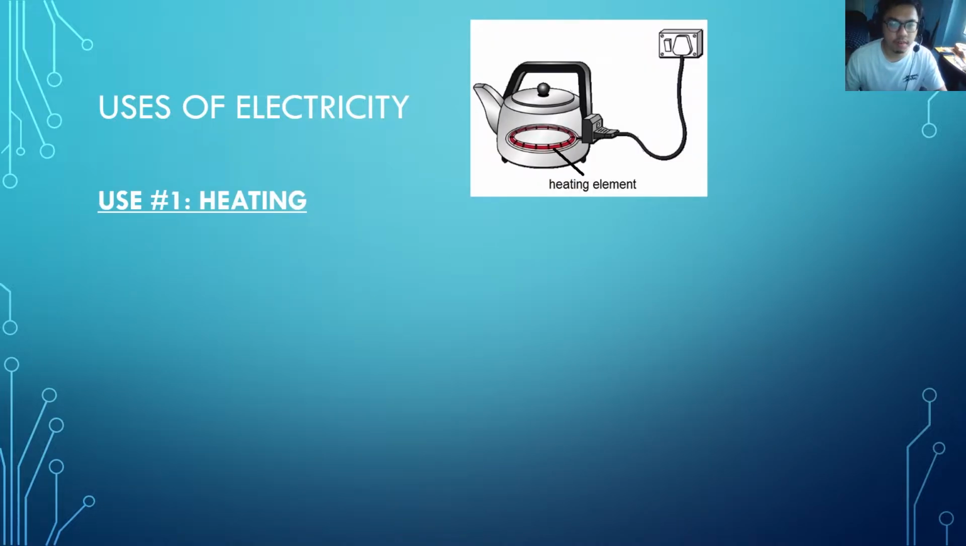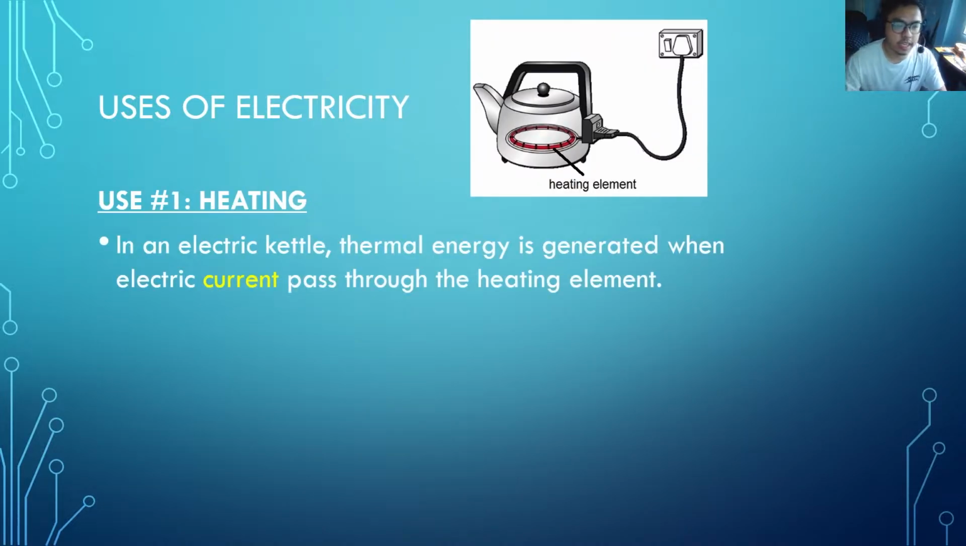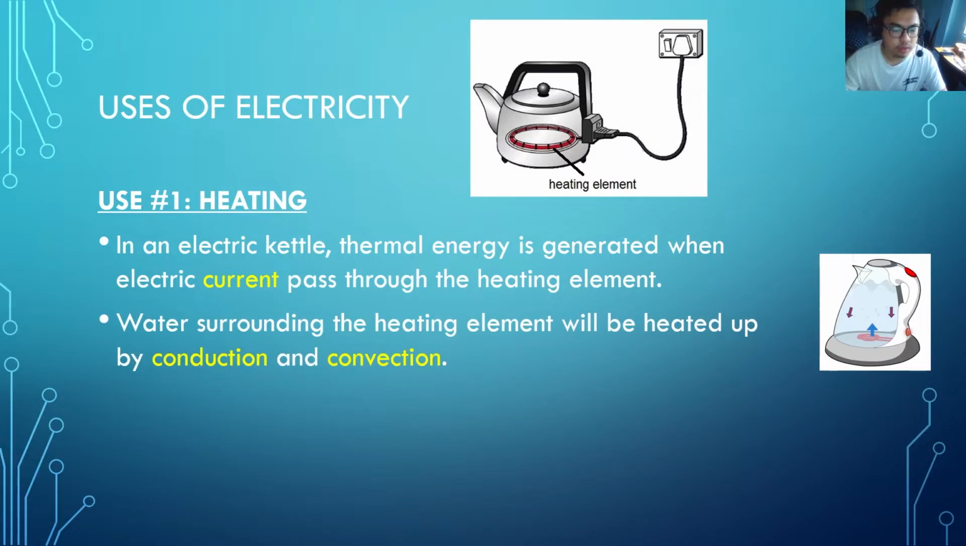Let's take, for example, the kettle. In an electric kettle, thermal energy is generated when electric current passes through the heating element. Then what's going to happen is the water surrounding the heating element will be heated up by conduction and convection. And this is explained in the previous chapter, which is a chapter about transfer of heat.